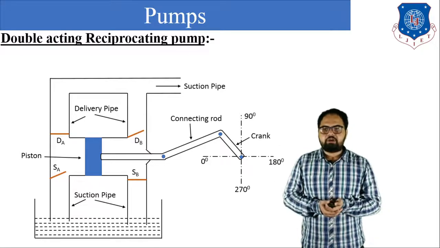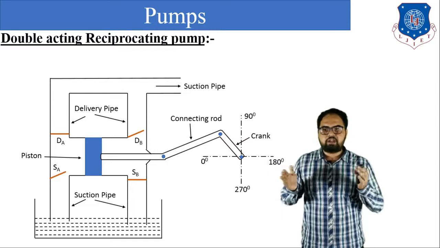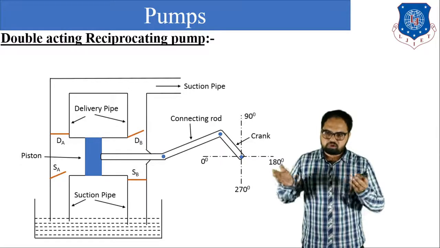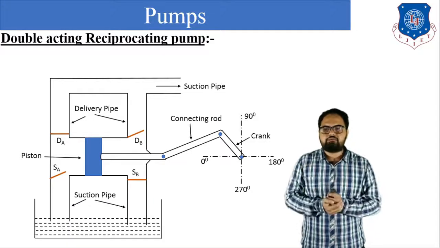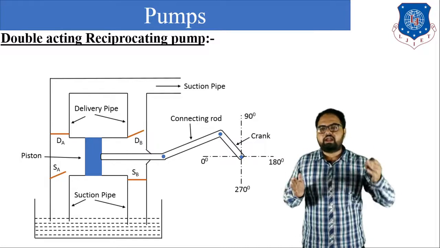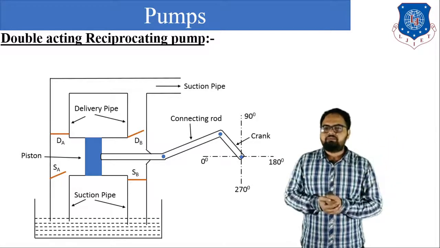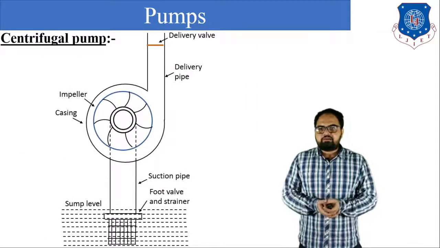In the double acting reciprocating pump, we will get a continuous supply of liquid as both sides of the piston are covered with the liquid, so it is known as double acting, and the piston reciprocates, so it is known as a reciprocating pump, and in each stroke we will get the discharge, so we will get a continuous supply of the liquid. So next is the centrifugal pump.